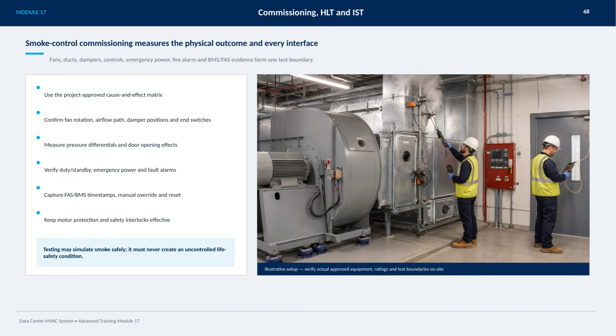It's crucial to verify that duty and standby systems switch correctly, emergency power kicks in when needed, and fault alarms operate as expected. We capture timestamps from fire alarm and building management systems to check manual overrides and resets, while making sure motor protections and safety interlocks remain effective throughout. Remember, any simulated smoke tests must be done safely without creating uncontrolled life safety hazards, and it's essential to verify that all equipment and test boundaries on site match the approved specifications.